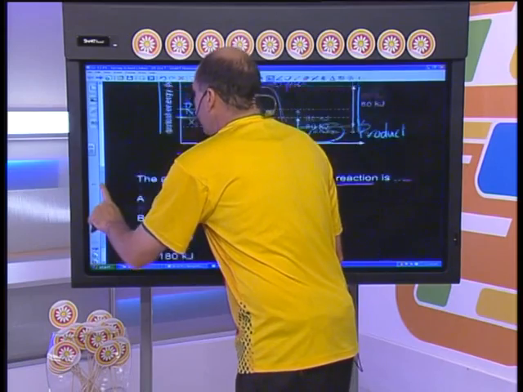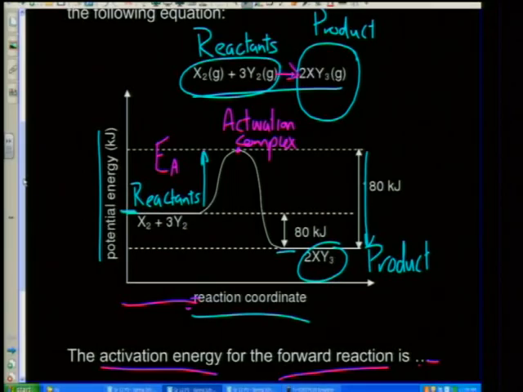Go back to the graph and calculate it. I'm not going to guess. I'm going to do the actual calculation. So guys, have a look. I want EA. It's the difference between these two lines here.